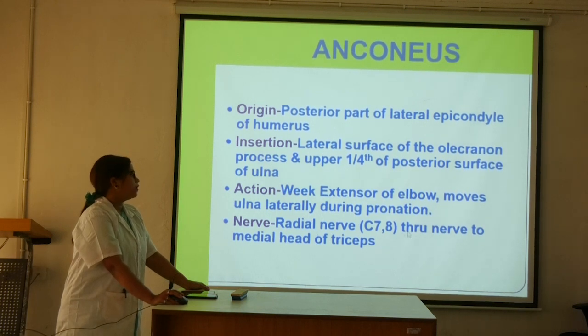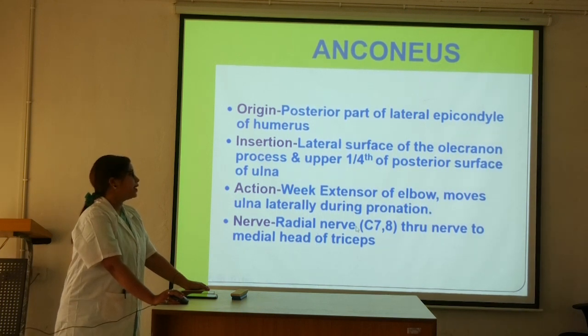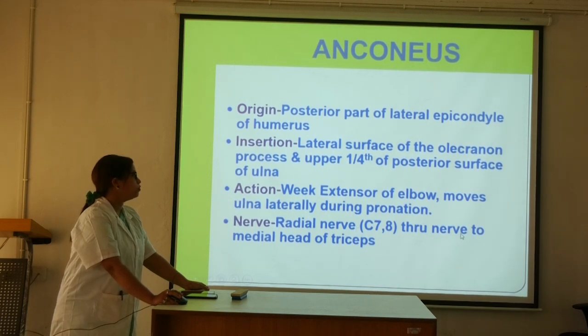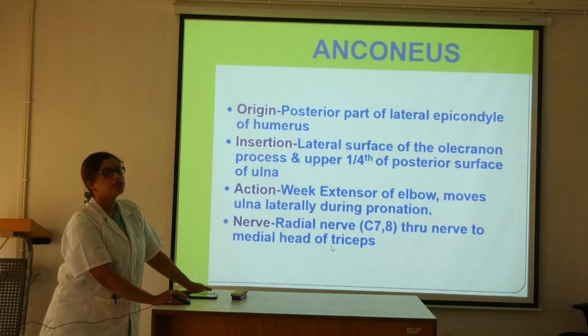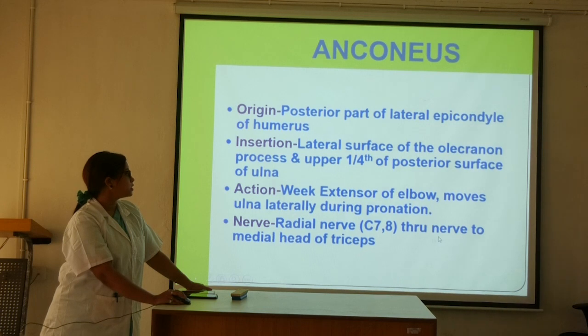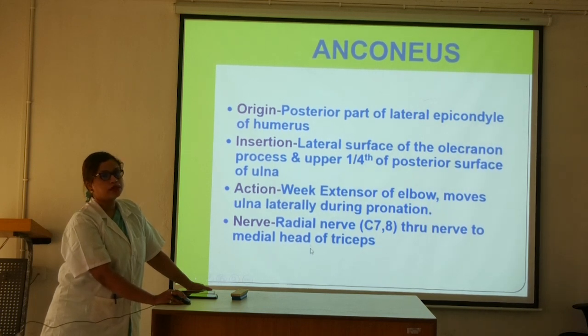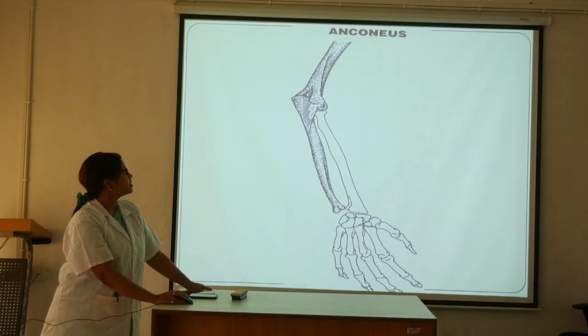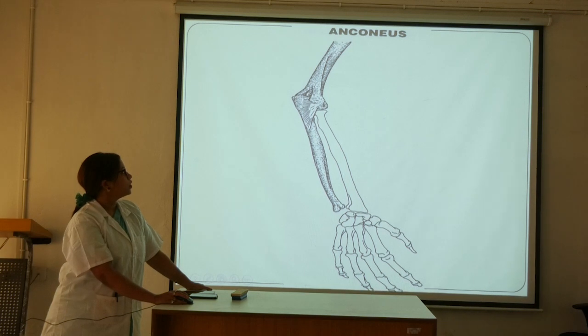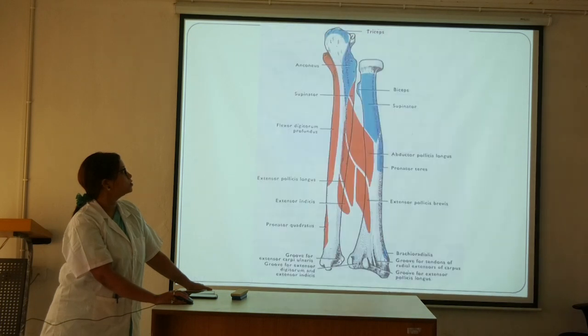Okay, and the nerve supply is the radial nerve, and also the nerve to the medial head of triceps. Now what is interesting? This is also known as the fourth head of triceps, sometimes. Okay, so that's why the nerve supply is from the medial head of triceps. See, this is the anconeus. This is a fan-shaped muscle. Okay, so this is the olecranon process of ulna, and it is originating from the lateral epicondyle of humerus. So that is anconeus.